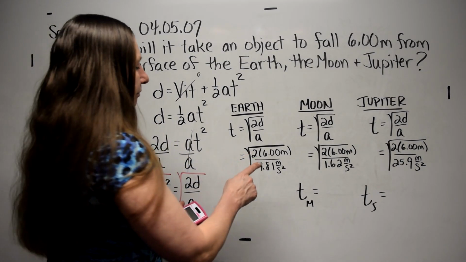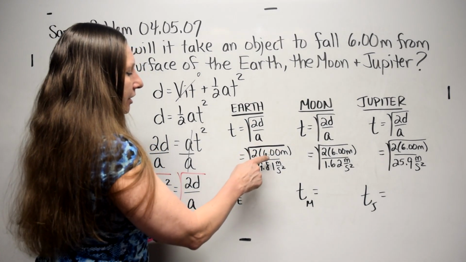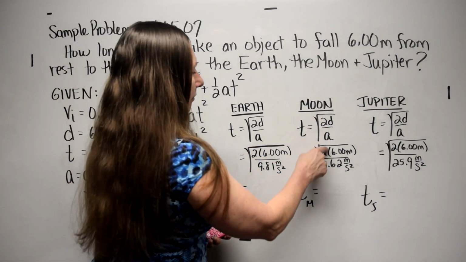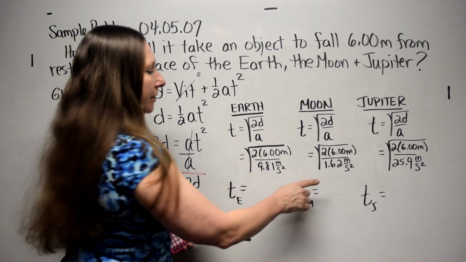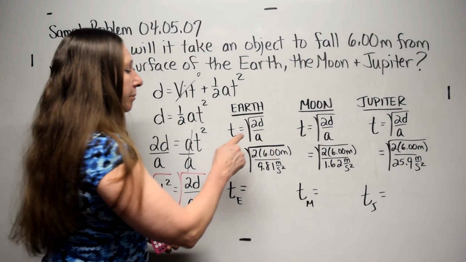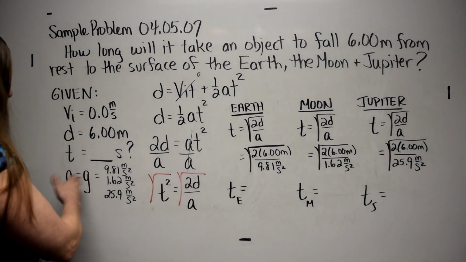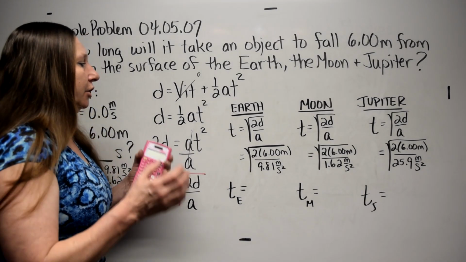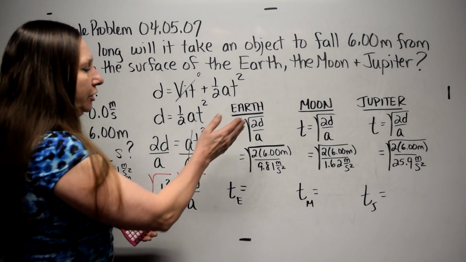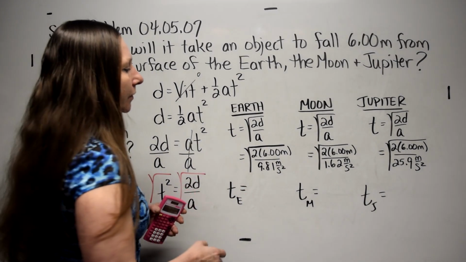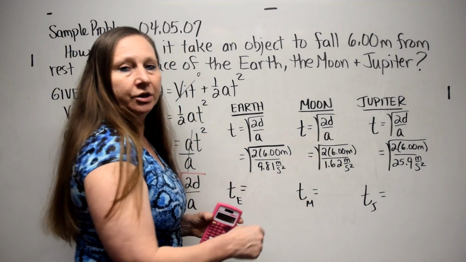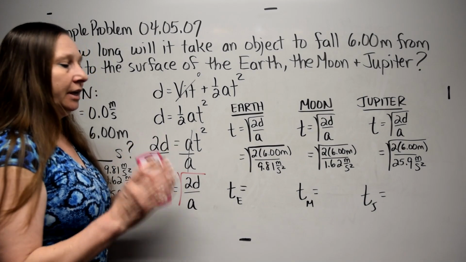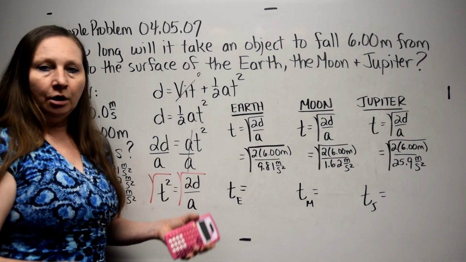Okay, so let's plug in. 2D is 12, and for Earth, A is 9.81 meters per second squared. For the Moon, 2 times 6 is the same. A is what's different. You can put A or G on the bottom. It doesn't really matter, because G is acceleration due to gravity, a type of acceleration. For the Moon the acceleration is 1.62. For Jupiter the acceleration is 25.9. Everything else is the same. The times are going to be different.